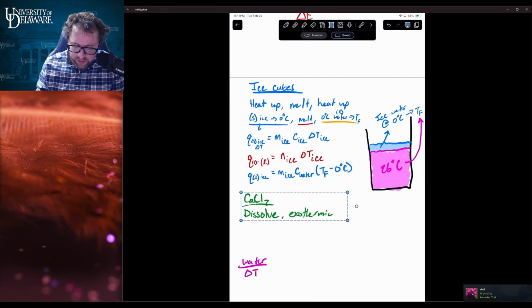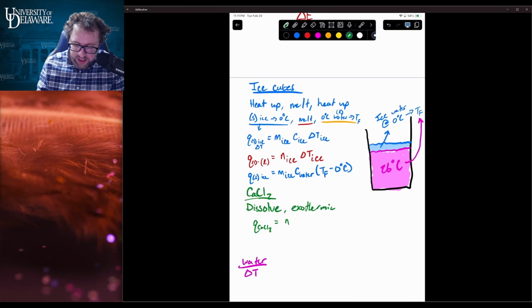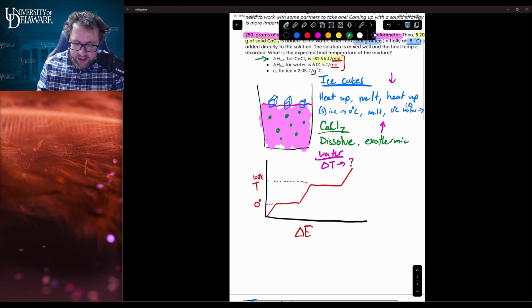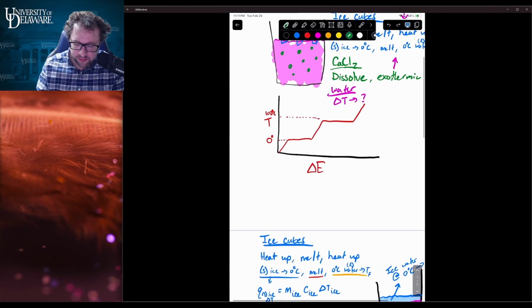Our calcium chloride, this one's a little more straightforward. This is a reaction, so we just have Q of CaCl2 is going to be n delta H reaction. If we look up here, we have that hint that the units for this are kilojoules per mole. So ultimately, I just need to find out how many moles of calcium chloride were dissolved and multiply it by that number. And that's how much energy that cost or gave up, provided, I guess.